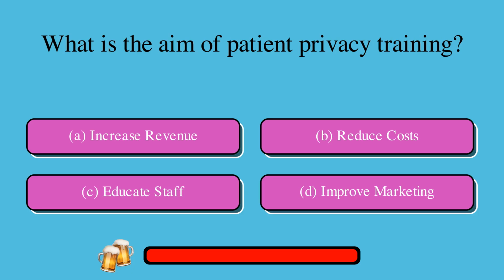What is the aim of patient privacy training? A. Increase revenue, or B. Reduce costs, or C. Educate staff, or D. Improve marketing. The correct answer is C. Educate staff.